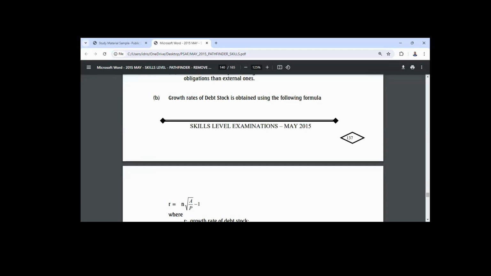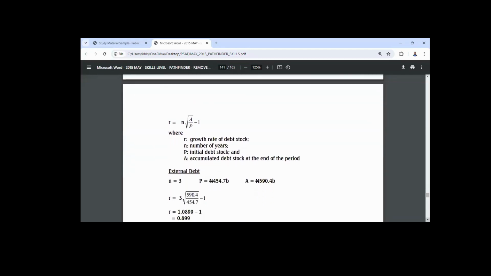This is the formula. Only the formula. R equals the Nth root of A over P, minus 1, where R is the growth rate for debt stock, N is the number of years, P is the initial debt, and A is the accumulated debt.